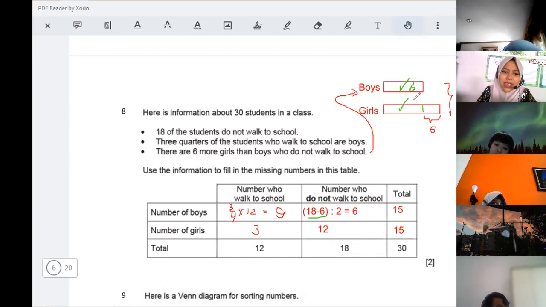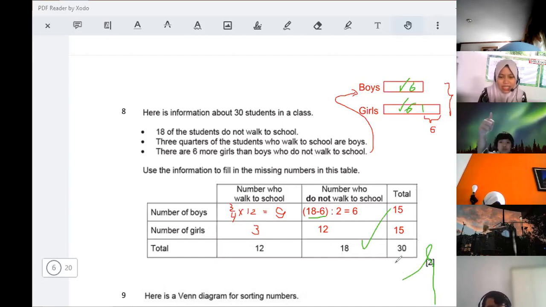6, yeah? And then this one also 6. So now 6 plus 6 plus 6 is 18. Is it correct? Okay, yeah. So this one is correct. And then 9 plus 6 is 15. 3 plus 12 is 15. So 30. Okay.